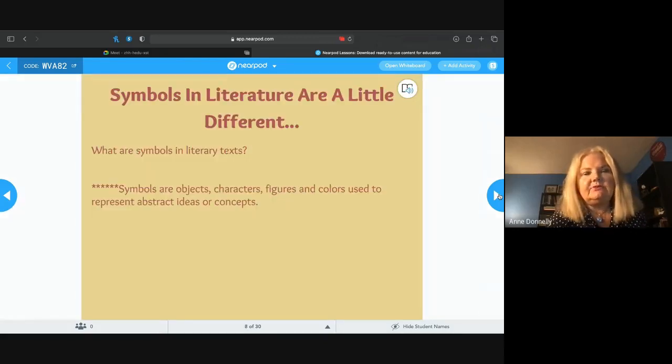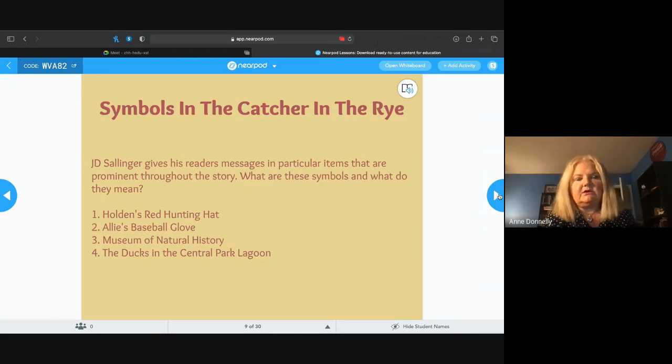So symbols in literature are a little different. Symbols can be objects like the Statue of Liberty, characters, maybe Scrooge from A Christmas Carol, figures, or colors. Colors, maybe let's say green for envy, are used to represent abstract ideas or concepts. So here are four symbols I'm highlighting from The Catcher in the Rye, but there are more, right? But these are the ones that really stand out.